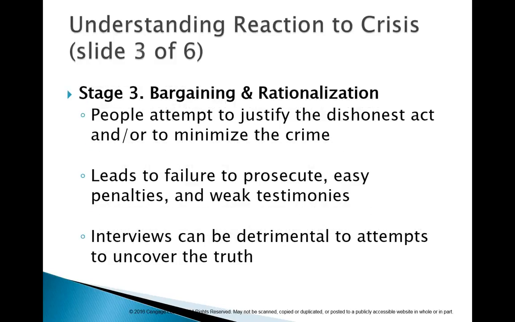Then the third stage is bargaining and rationalization. So people are going to attempt to justify this dishonest act, right? So the perpetrator is going to say, well, that's where the rationalization is going to set in.